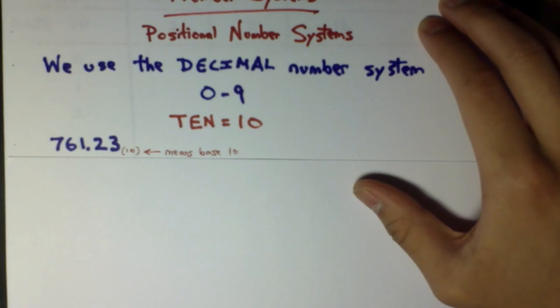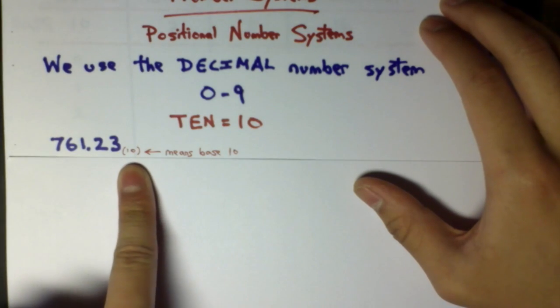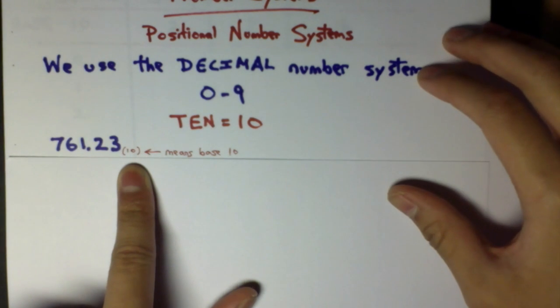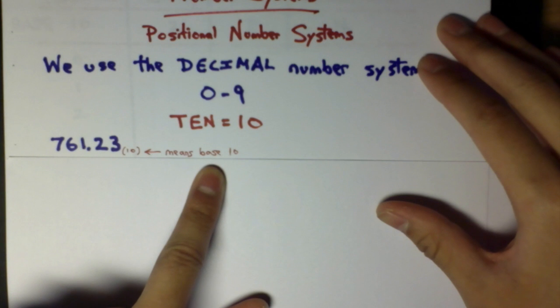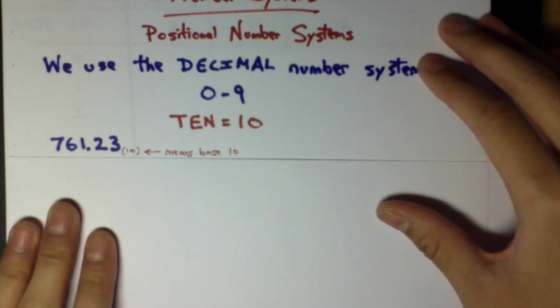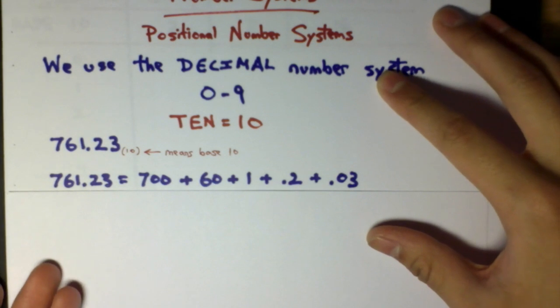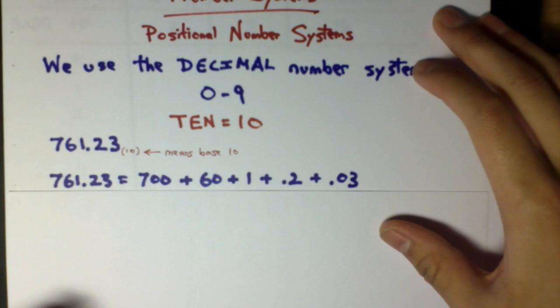So I want you to look at this example, 761.23 base 10. The subscript here with a 10 denotes what base we're in. Base 10 is what we use on a day-to-day basis. So this number here can be represented as 700 plus 60 plus 1 plus 0.2 plus 0.03. Now, why do we want to do this?